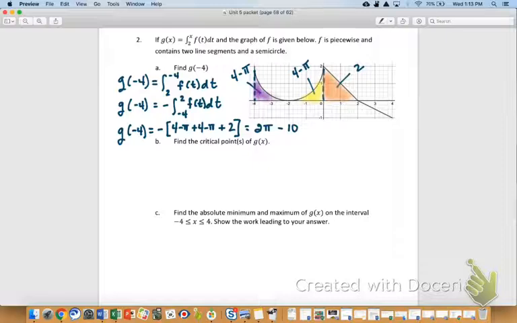Peeking over shoulders, I saw a couple of folks that had 10 minus 2 pi instead of 2 pi minus 10. That negative out front would flip the signs. Be careful with that.